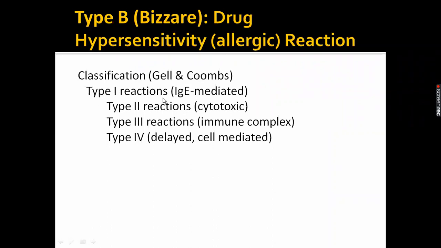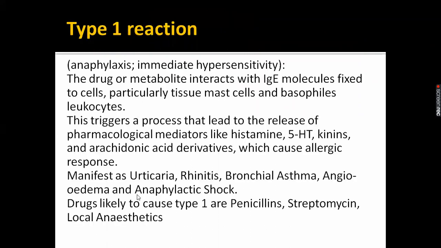We have type 1, type 2, type 3, and type 4. So type 1 is the common one that we see, that is anaphylactic type of reactions. Type 2 is cytotoxic reaction. Then we have type 3 reaction, that is immune complex mediated. Type 4 are the delayed type of reactions.